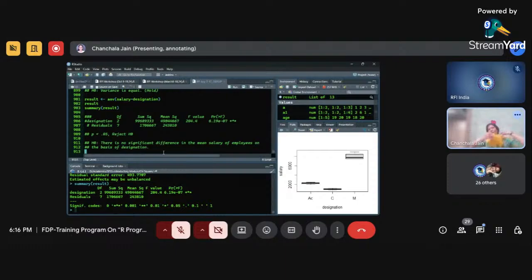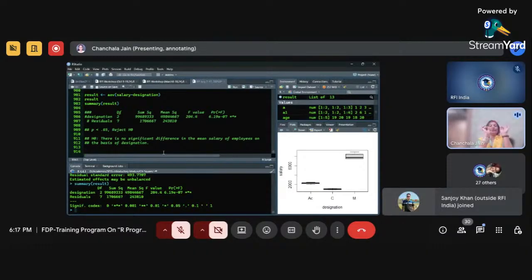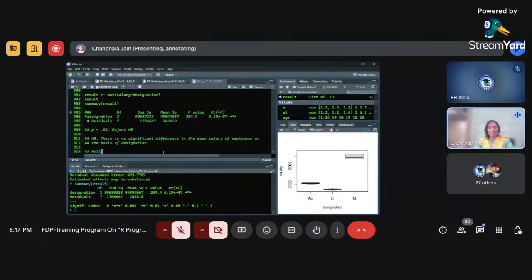Yes, ma'am. Okay. Now, when a significant difference comes in the ANOVA, that means at least one of the mu is different. Now, which mu is different is not known to us. So that is why we apply the multiple comparison test here. Right?